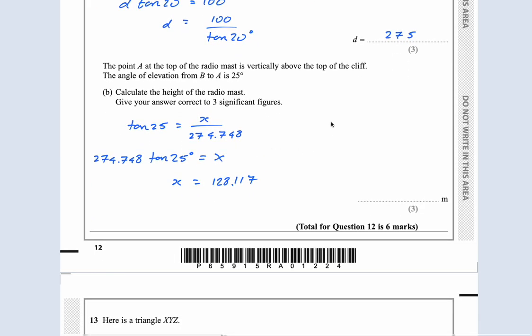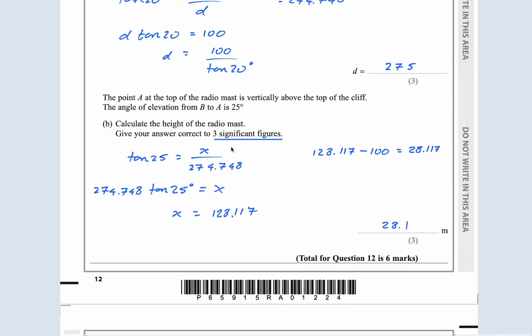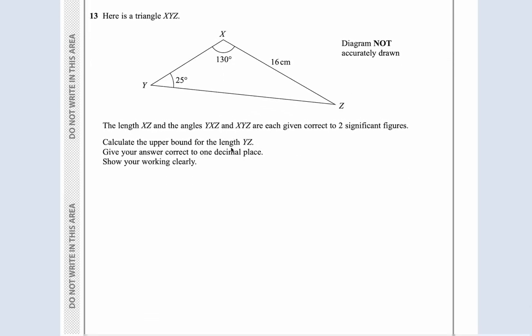So it's just going to be 28.117. So I'm going to do 128.117 minus 100 is 28.117. Three significant figures again, which means we want 28.1. Okay, that's question 12. Question 13.